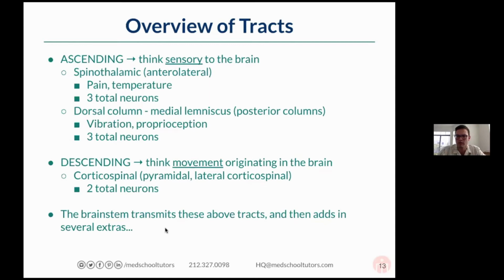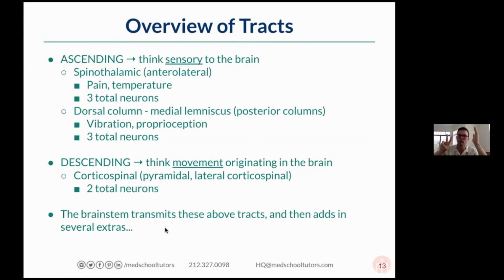So, and then Dushan, you clarify, third total nucleus. So for spinothalamic, 1 neuron comes in the cord, synapses immediately. Neuron number 2 travels across, goes up to the thalamus. Neuron number 3, thalamus to cortex. Dorsal column, neuron number 1 comes in the cord, goes all the way up to the medulla. Neuron number 2 crosses midline, goes up to the thalamus. Neuron number 3, thalamus to cortex.